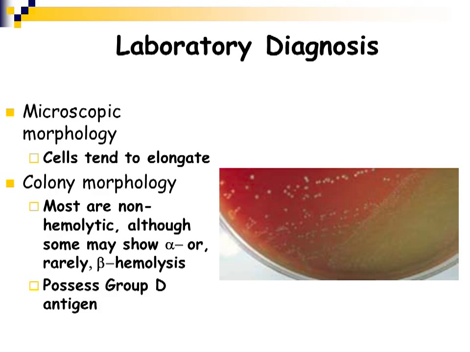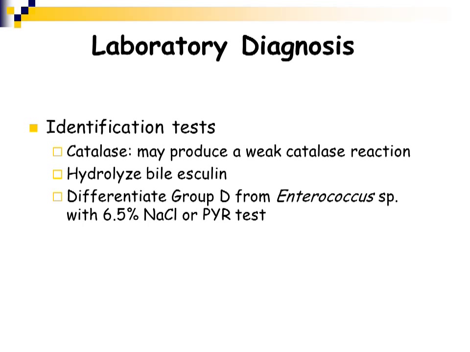And again, the group D organisms possess the group D Lancefield antigens on their outer surface. So for lab diagnosis of the group Ds, the catalase of all the streps are negative. The group D streps can sometimes produce a very weak catalase reaction.